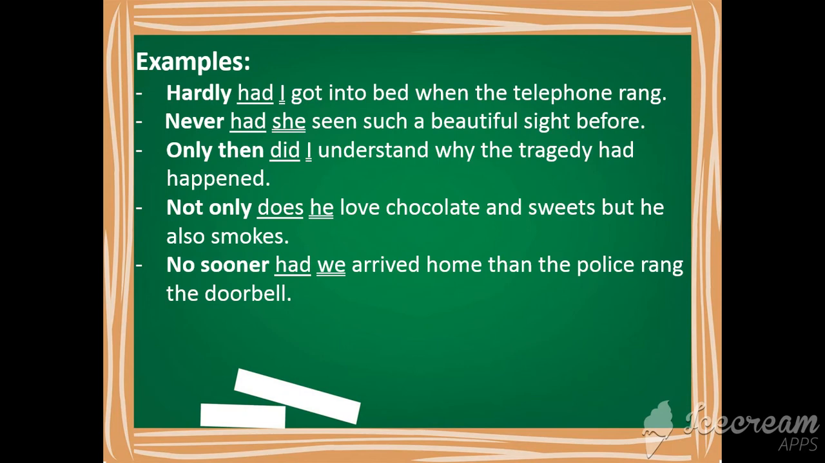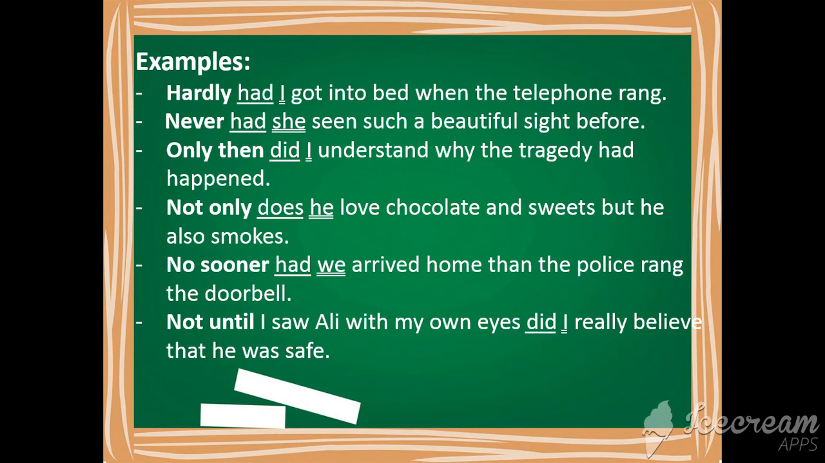The same thing here. Not until. Focus here on not until. You see, not until I saw Ali with my own eyes did I really believe that he was safe. Here the change comes in the second part of the sentence. You see the first part, I saw Ali, so I is the subject and precedes the verb. But in the second part, did I really believe, did precedes I, because we have not until at the beginning of the sentence, alright?